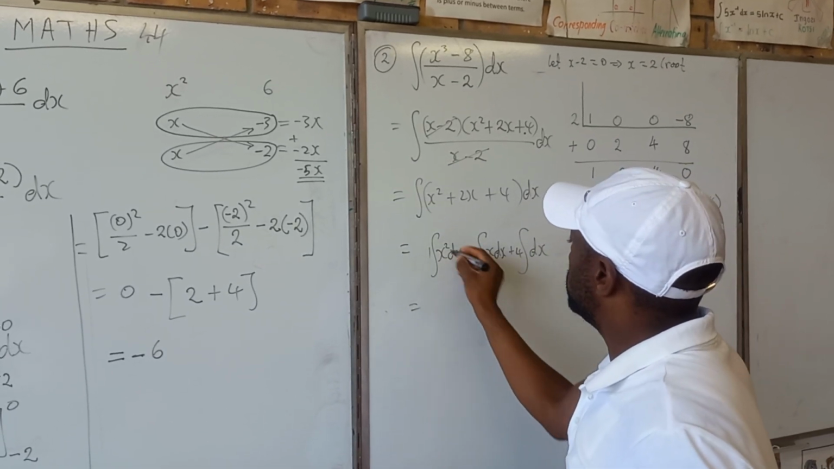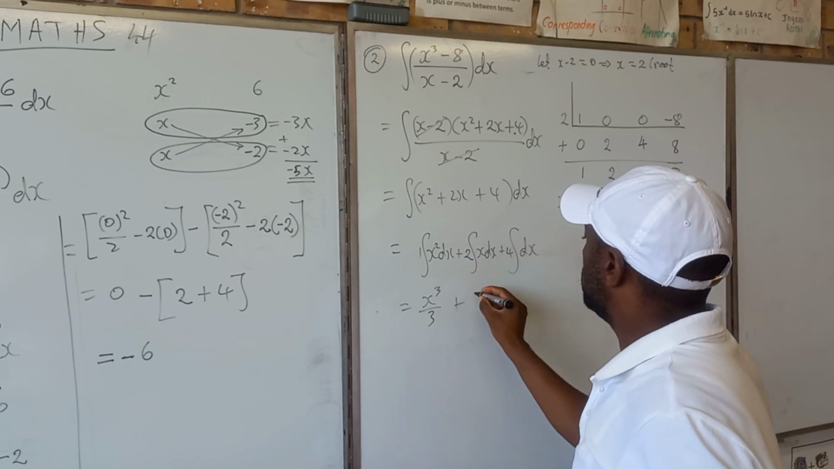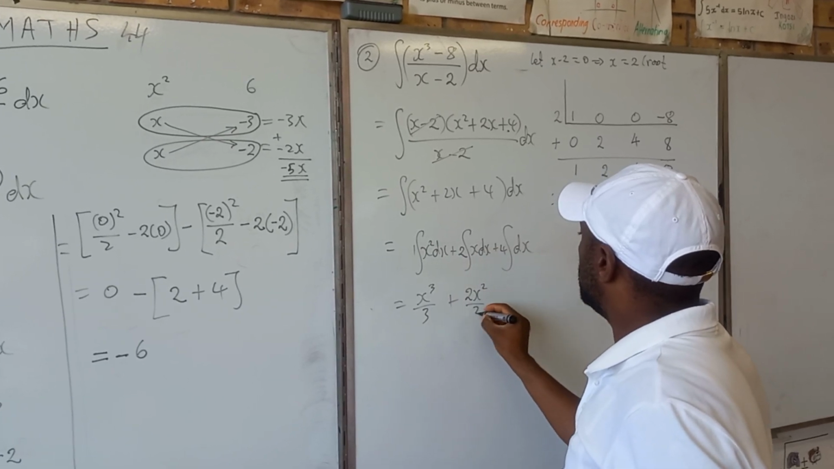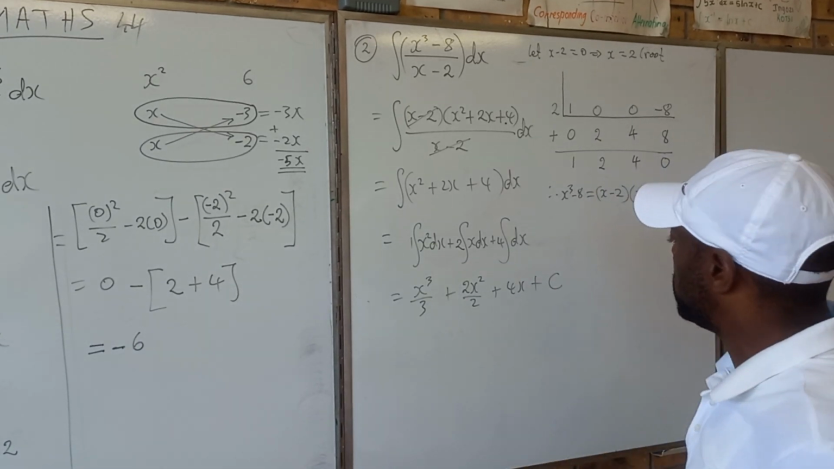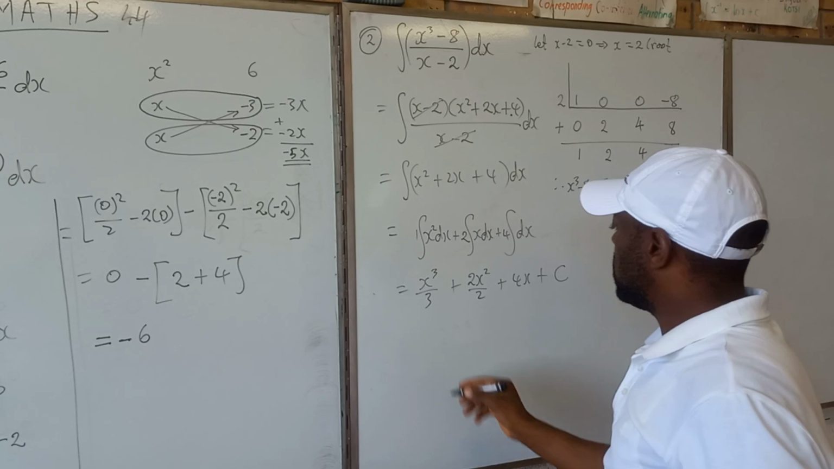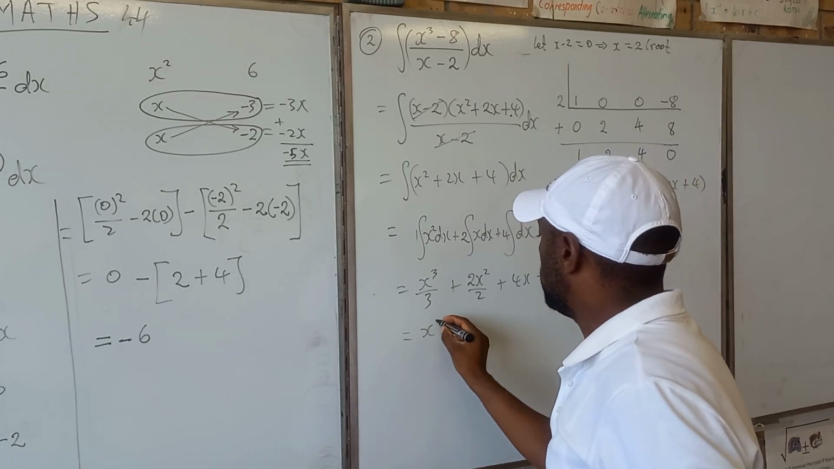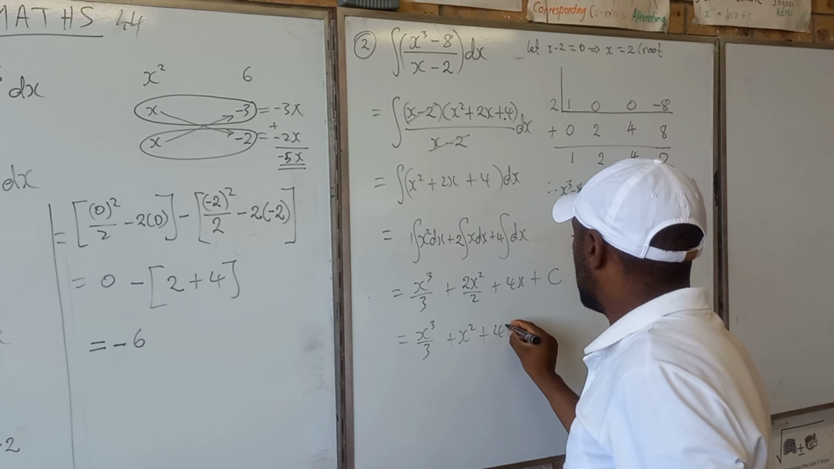When you integrate this, you will get your x cubed over 3 plus 2x squared over 2 plus 4x plus c. Now you see plus c steps in because we don't have definite integrals. So that's your answer. If you choose to simplify the middle term, it's fine, but if you choose to leave it like this, it's still okay.